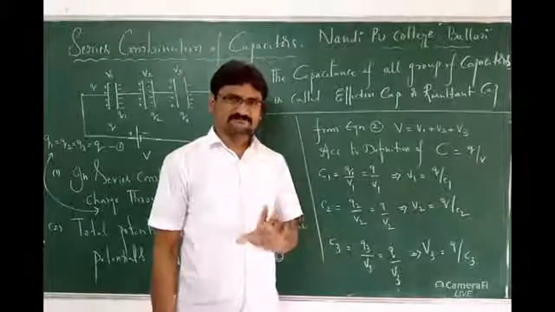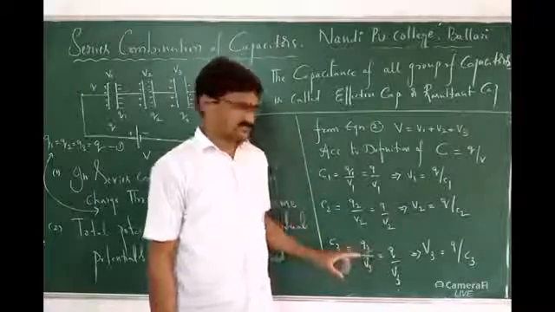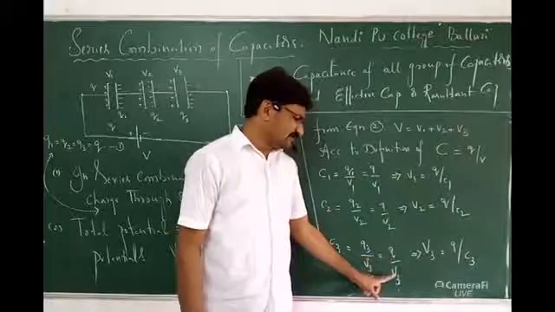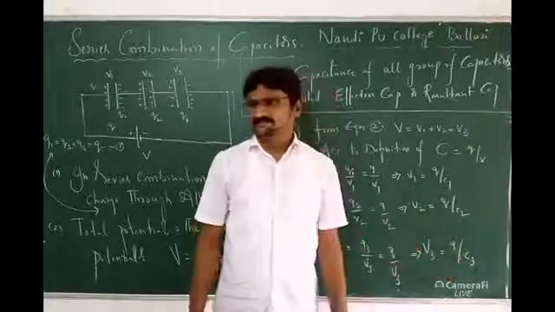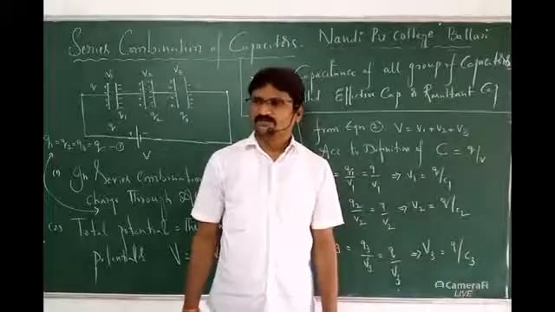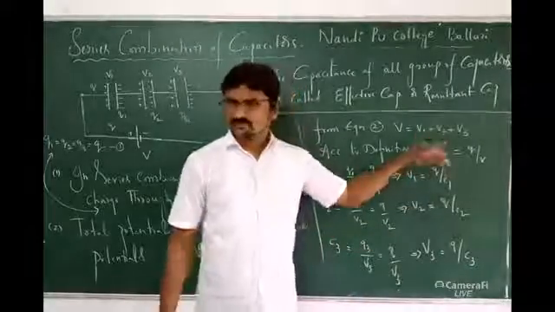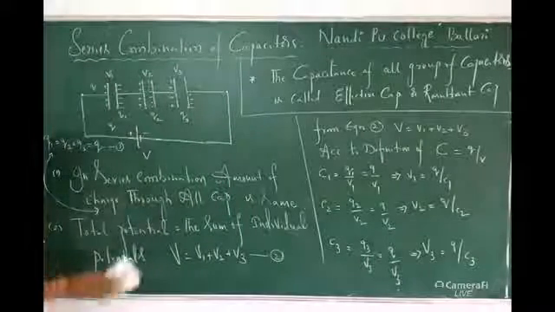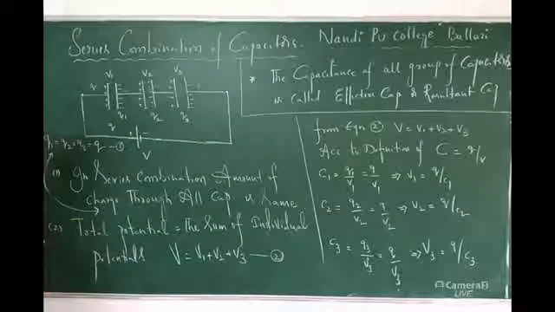What will come in the exam? 100% I will give this for 5 marks. C3, Q3 by V3, Q by V3. From this, V3 is equal to Q by C3. Now what do you want? This formula. So substituting that equation, all these values. Okay. So, the diagram is completed now. I will rub the diagram.